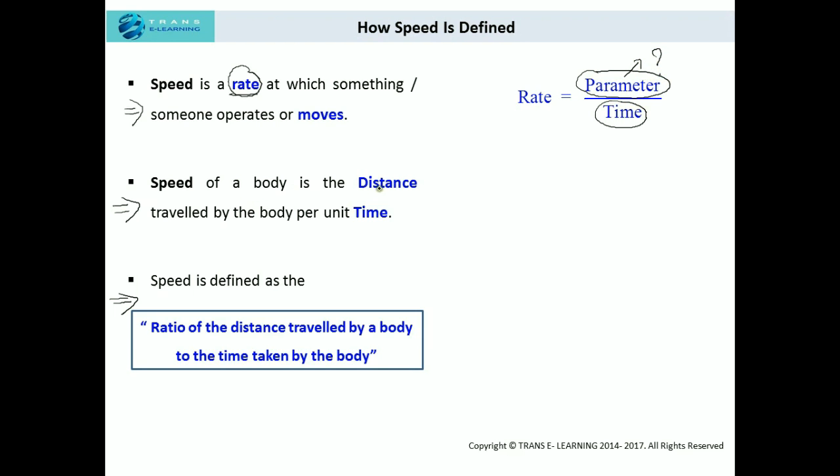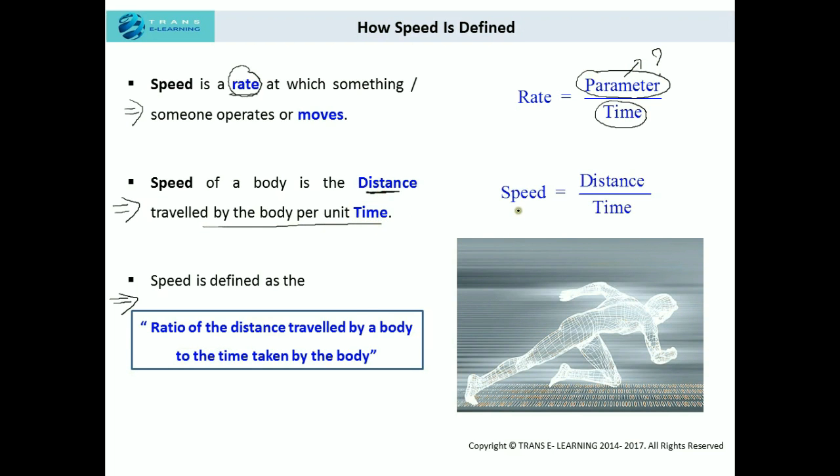The speed of the body is the distance traveled by the body per unit time. As you can see here, speed is equal to distance upon time. So the parameter I was talking about in context with speed is the distance. So speed is equal to distance divided by time.